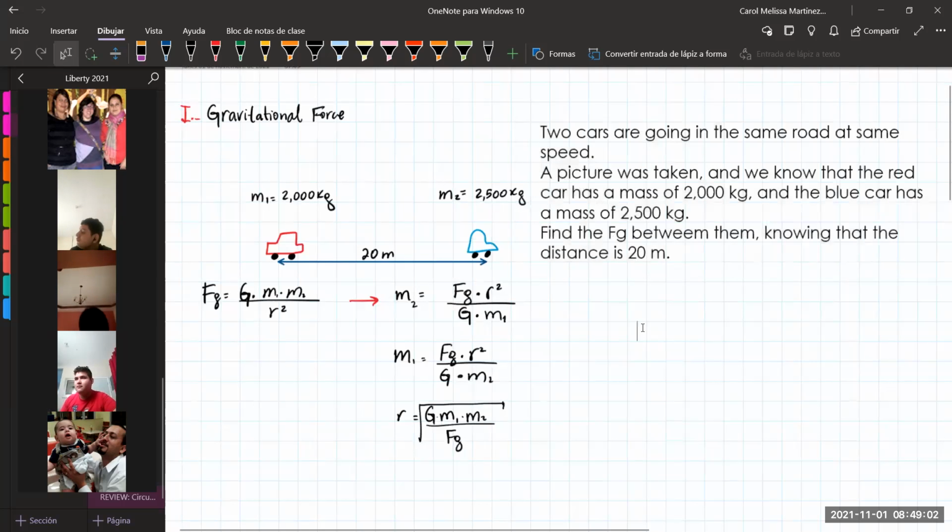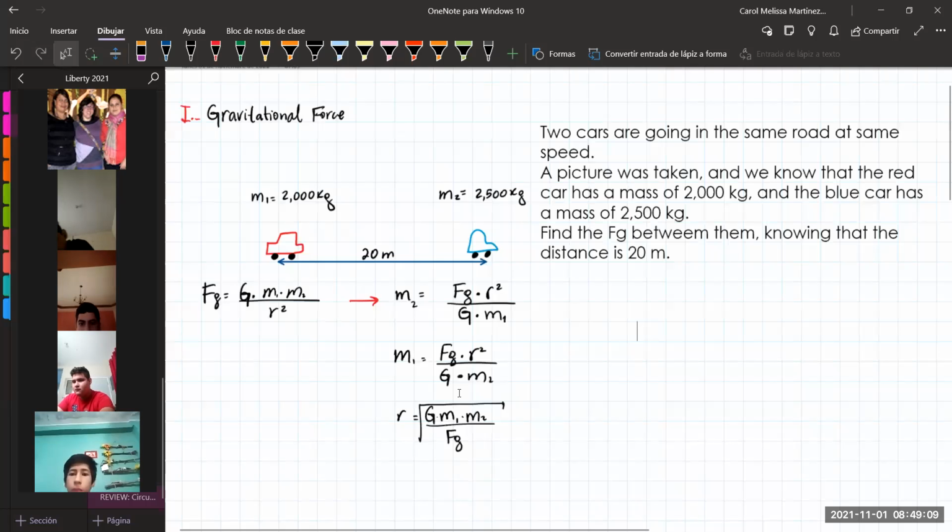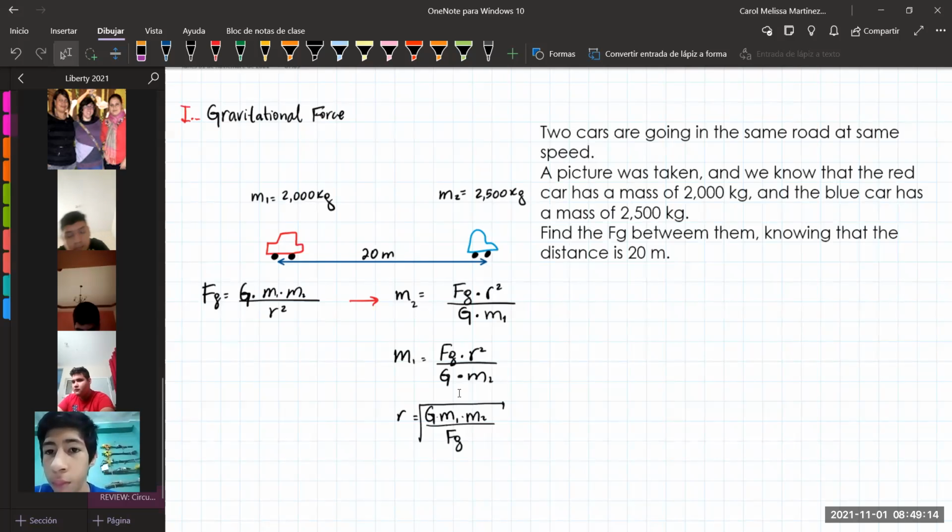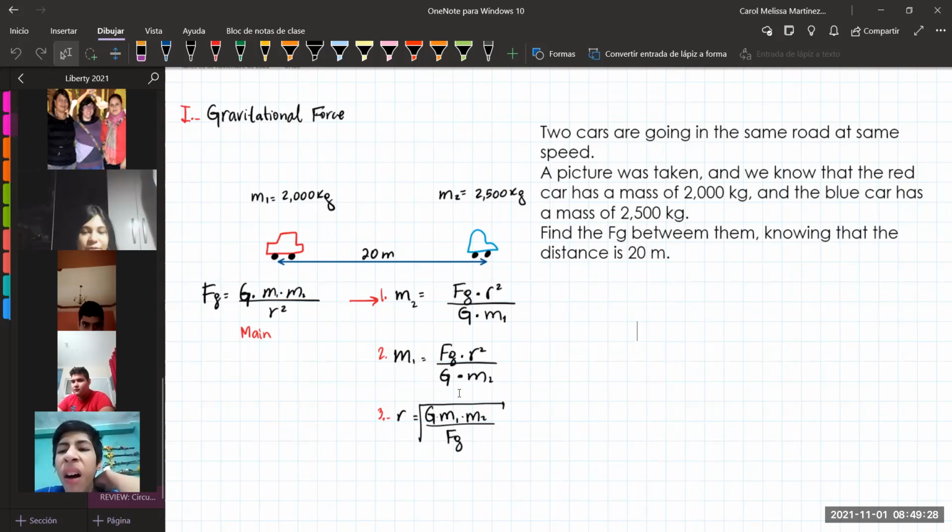Okay, that's better. So what formula do I need to use for this problem? We have the main formula and we have the isolations: one isolation, second isolation, and third isolation. Which one am I going to be using for this problem? The main formula. You don't need to do anything else, just apply the main formula. So the solution process is quite simple.